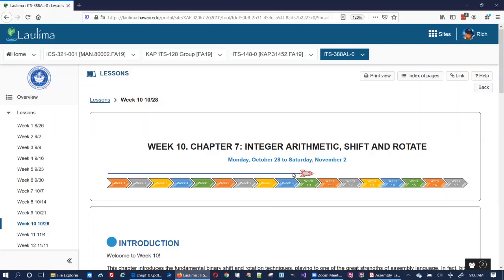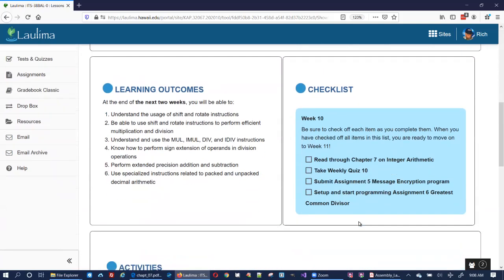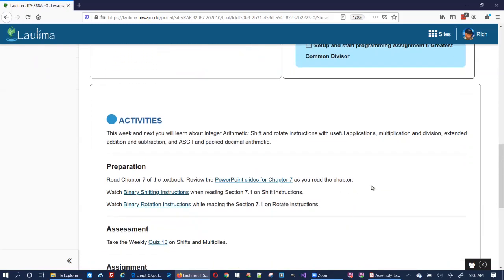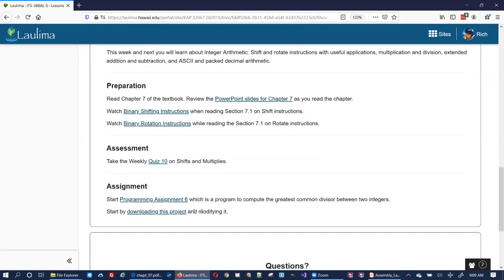This week we're going to start chapter 7, integer arithmetic, and that includes the shift and rotate instructions. Today I'm going to cover the PowerPoint slides, about half of them, and that takes us right up to the point where we can start programming assignment 6. So let me open up the slides here.